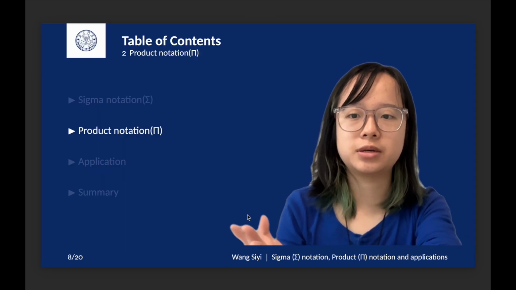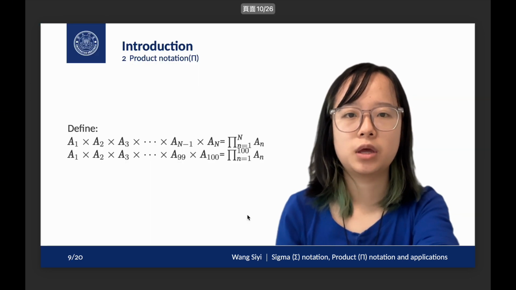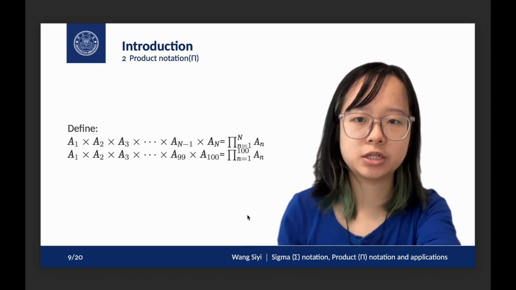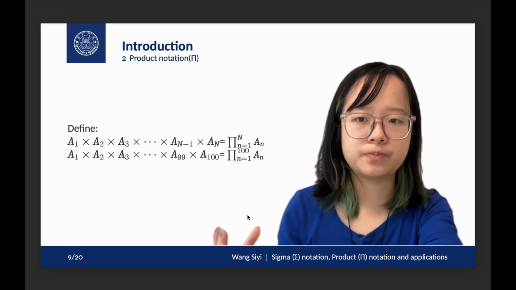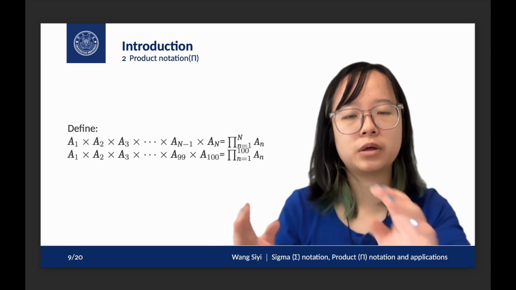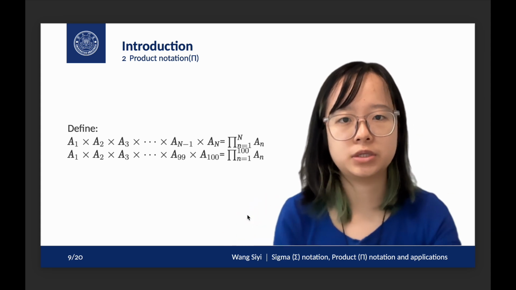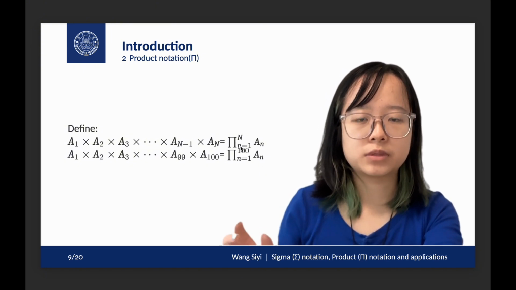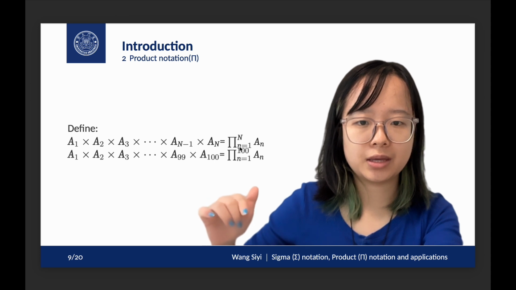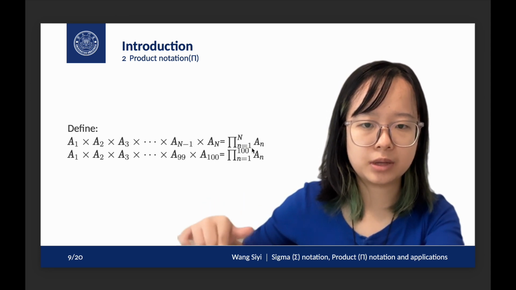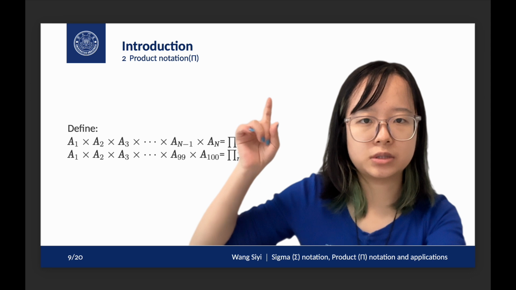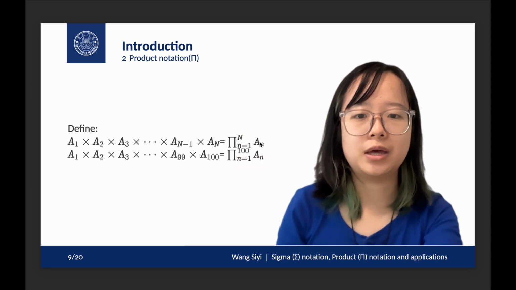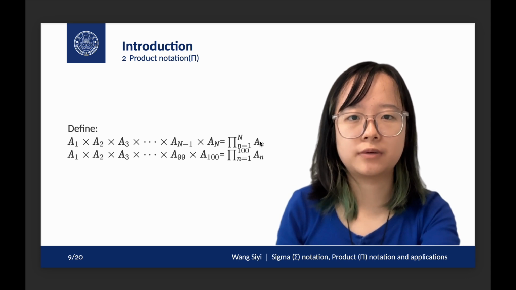Let's look at the product notation now. Similar to the sigma notation, we define product notation as a simpler notation for the product of many numbers. The numbers start from A1, with n equals 1 below and ending at n above, and every number satisfies the form of a_n.